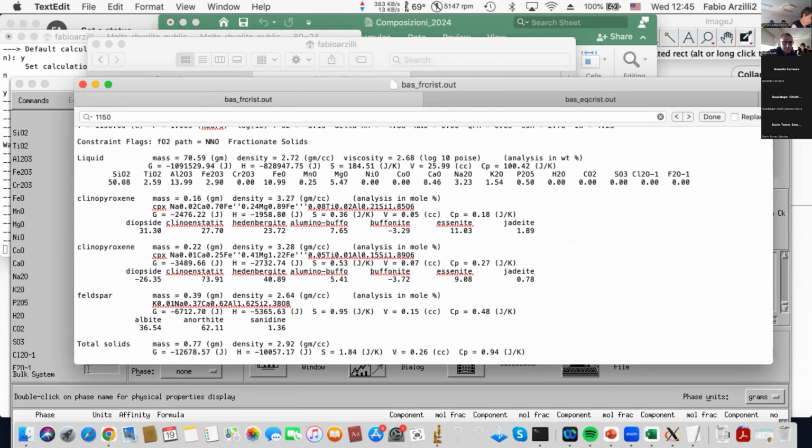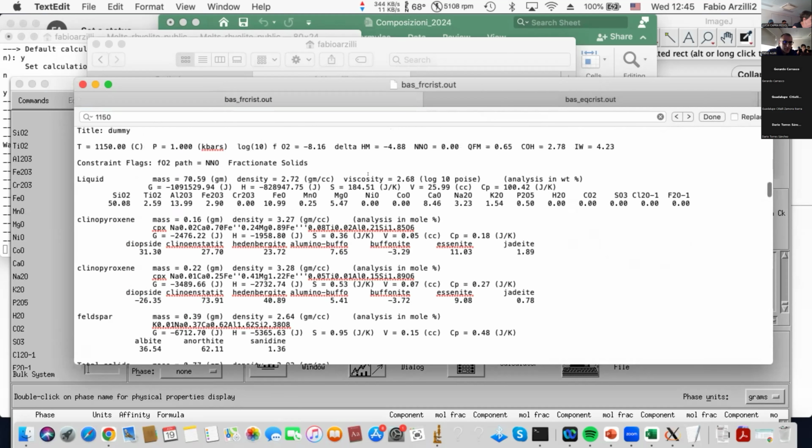0.1 silica, and alkali 3.23, 1.54. First formation of the pyroxene, 1150 selected. 1150. Yeah. So 1350 is just liquid.